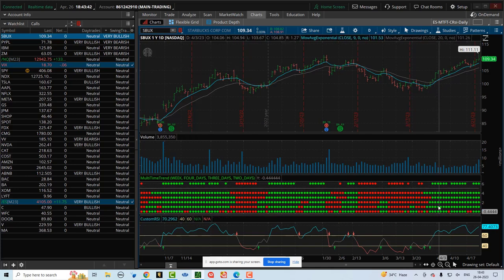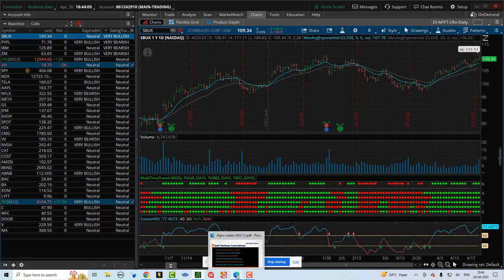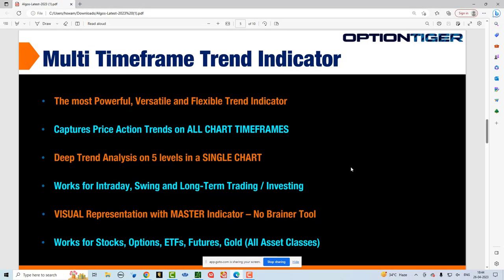And then when all the time frames are aligned, which means you have either green dots all over or red dots all over, then this master level indicator gets lit up. And that tells you everything is aligned and this is a good time to go in for a trade. The next level of indicator here is the custom RSI. We will get to that. Let me go back to the presentation and then we'll come back to the custom RSI.